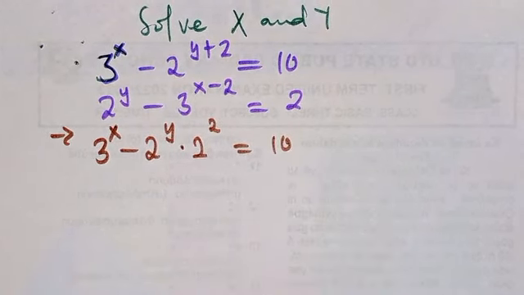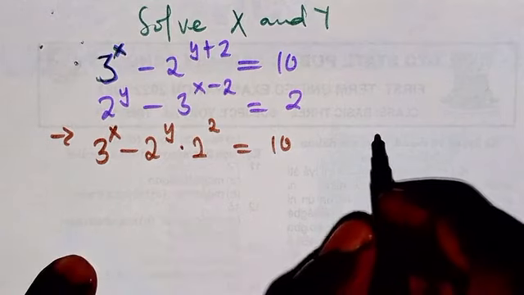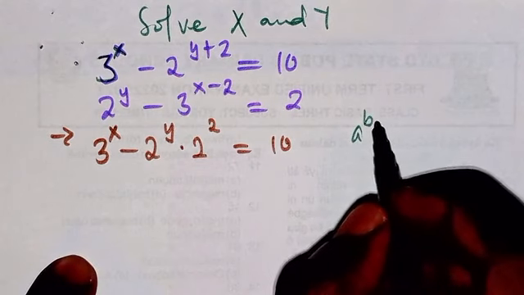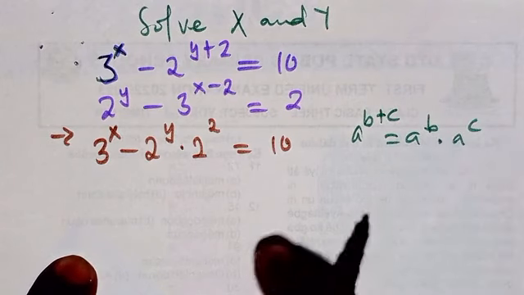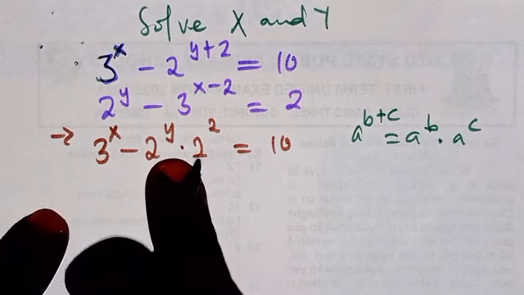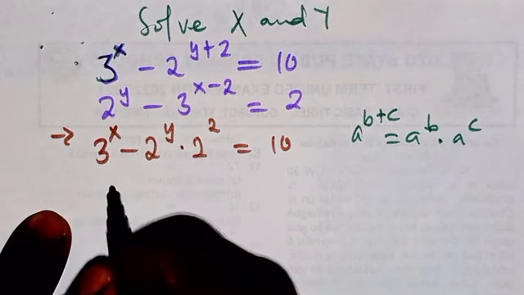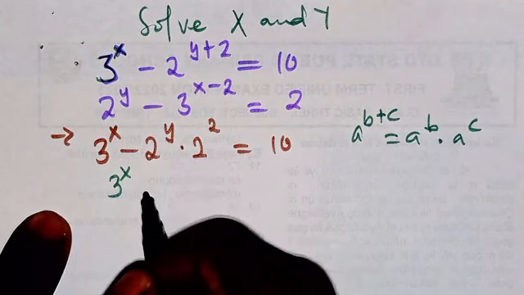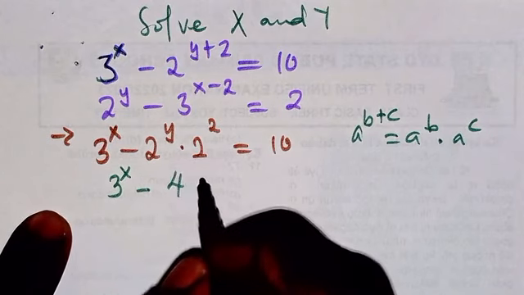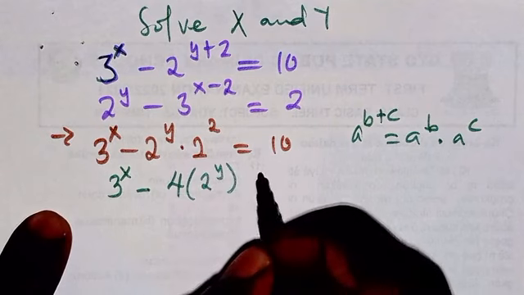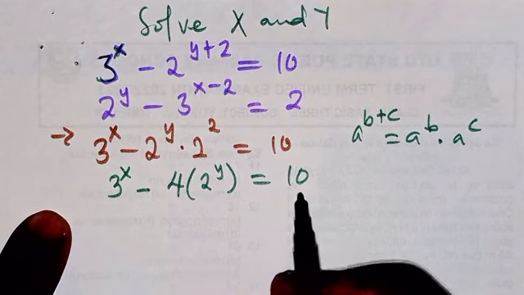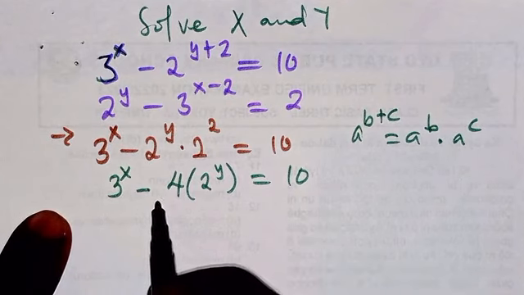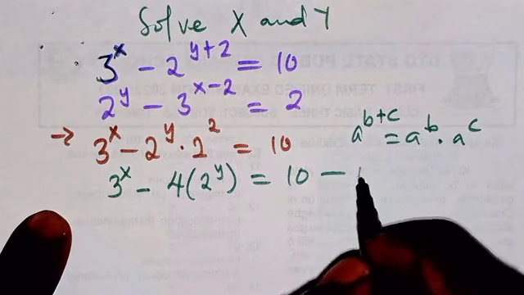Don't forget that this is from the law of indices, where a to power b plus c is a to power b multiplied by a to power c. That is the idea we're going to use here. So we can solve this further by having 3 to power x minus 4, since 2 raised to power 2 is 4, multiplied by 2 to power y, equals 10. Let's call this equation 1.